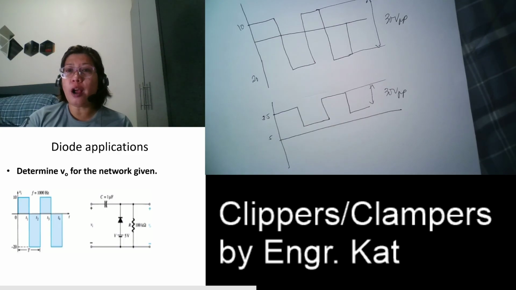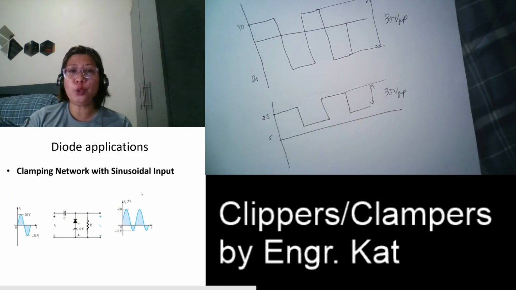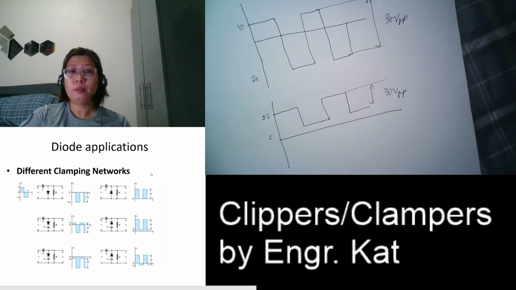So it can also be a clamping network with a sinusoidal input. You are just either raising it above, so it's a positive clamper, or below, it is a negative clamper. So we have here different clamping networks and circuits. You can practice, or you can use the practice problems within the book.